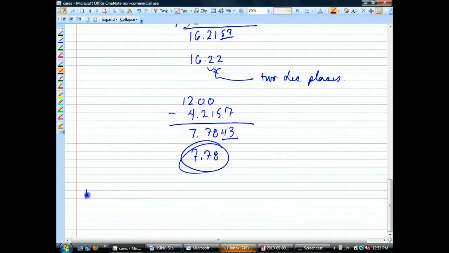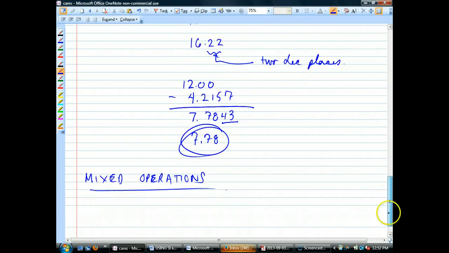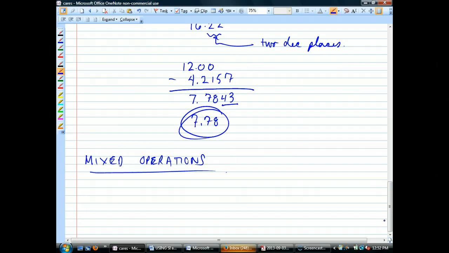Okay? Questions about those rules? How about mixed operations? So if I've got multiple steps, how does it work? Well, let's see if I got a good example here so I don't have to make one up.